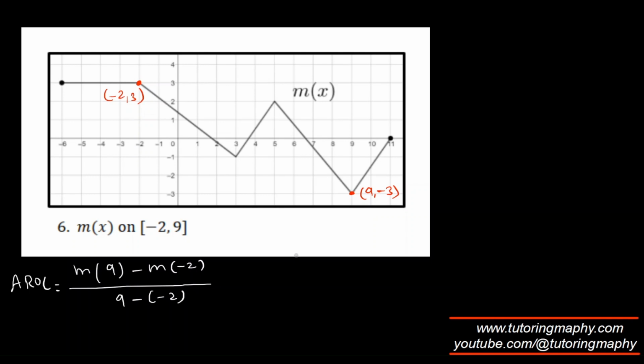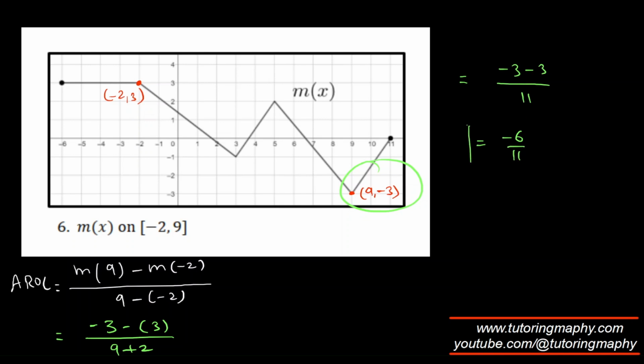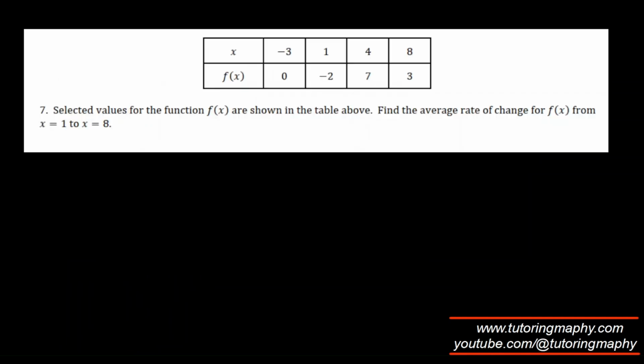Okay, so that's going to look like m of 9. What is m of 9? I think negative 3. And m of negative 2 is 3 over 9 plus 2. So that's going to look like negative 3 minus 3 over 9 plus 2, which is 11, so negative 6 over 11. Right, that is the answer for this one.